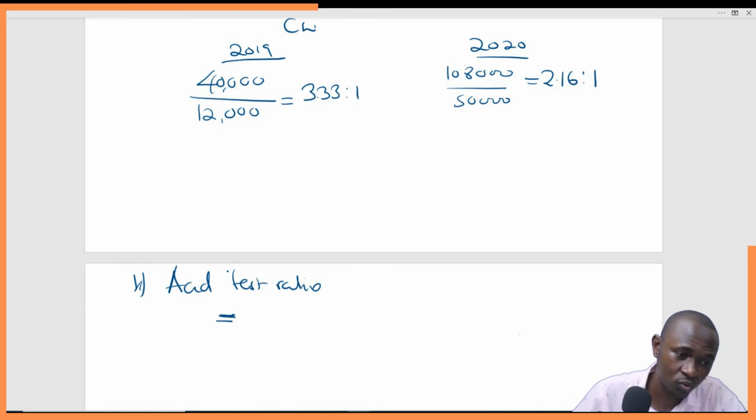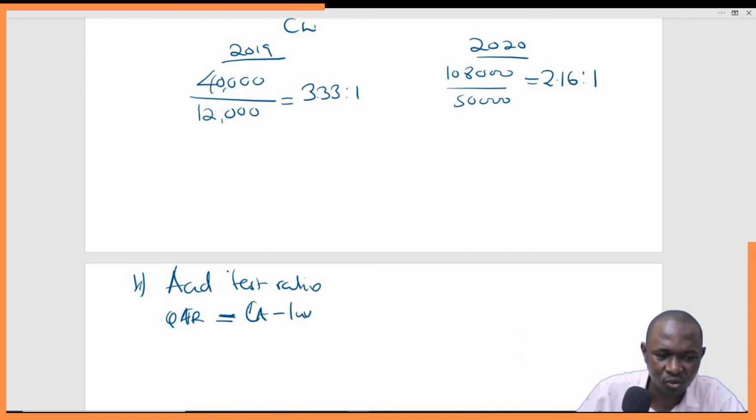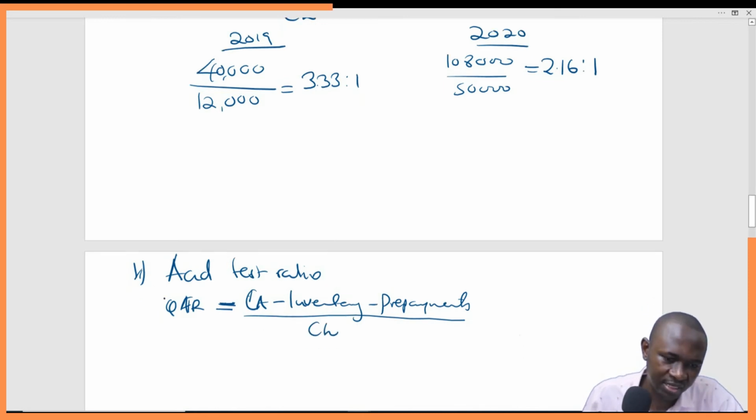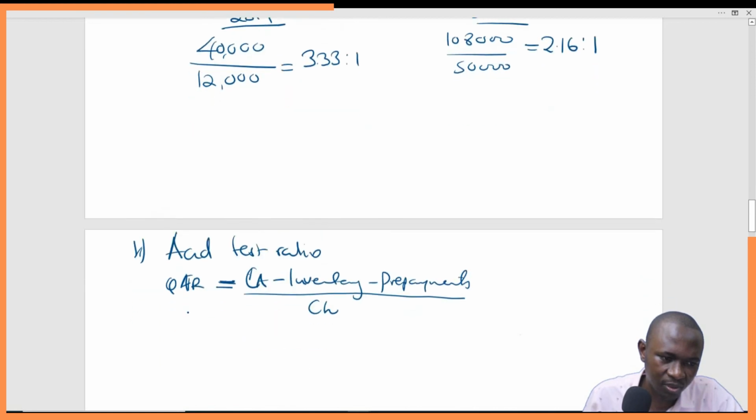So what we normally do is the acid test ratio, the quick acid test ratio. The formula is simply current assets minus inventory and minus prepayments, so that we remain with those assets that can easily be converted into cash should need arise, over current liabilities. Current assets minus inventory minus prepayments over current liabilities.